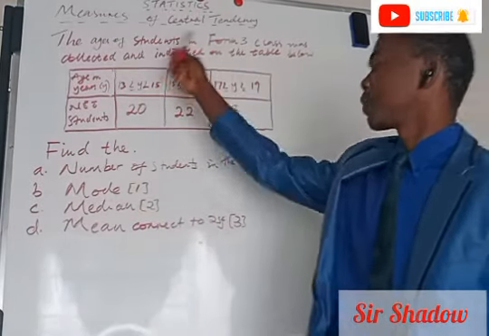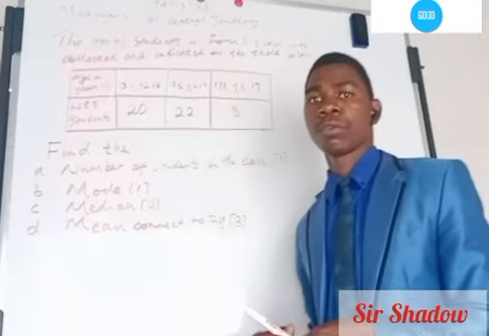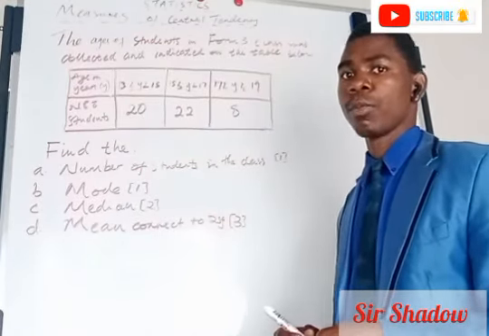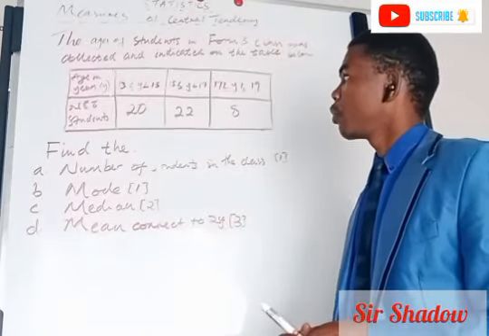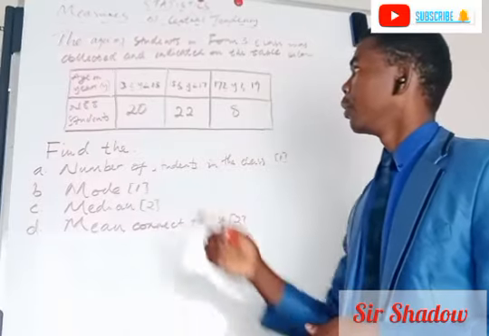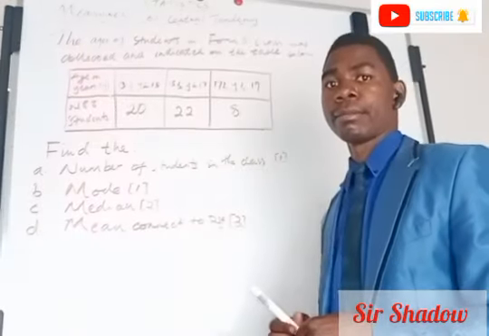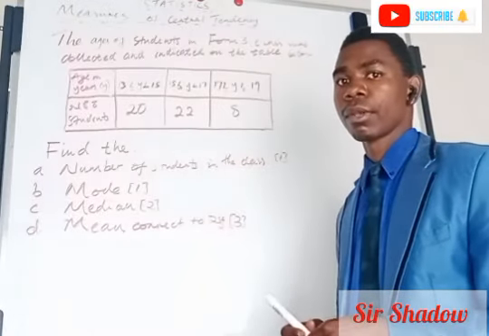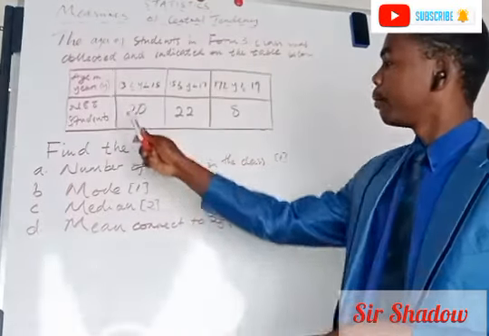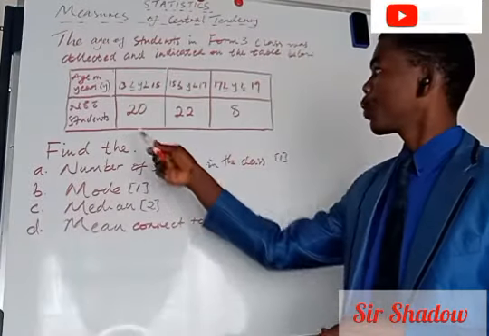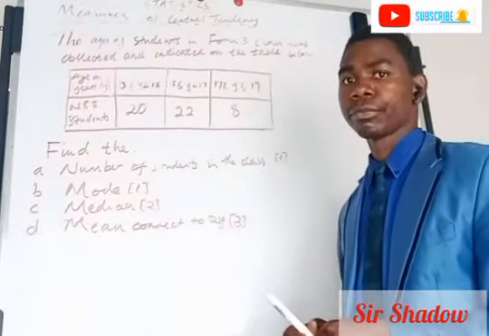So under measures of central tendency, we may be asked to make some calculations on grouped data. For grouped data, it may be shown this way using this table.